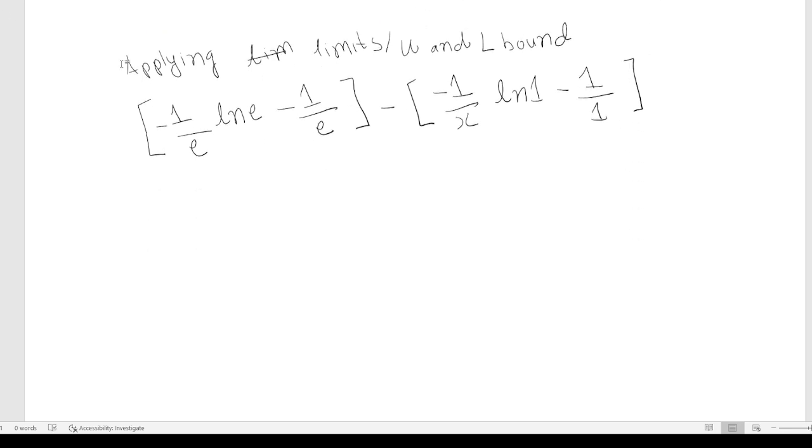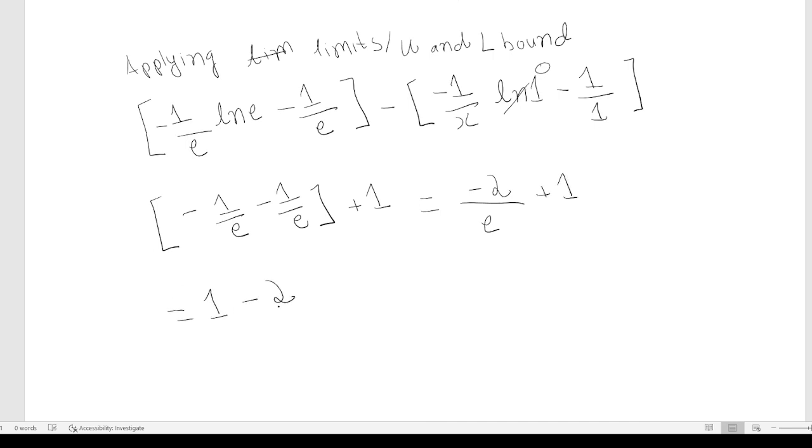We know that ln e is equal to 1, so we're going to be left with minus 1 upon e minus 1 upon e. And over here we know that ln 1 is 0, so we're going to be left with minus 1, and this is going to be left with plus 1. So what we are going to be left with, if I take a common denominator over here, is e minus 1 minus 1 minus 2 plus 1, so it's 1 minus 2e.